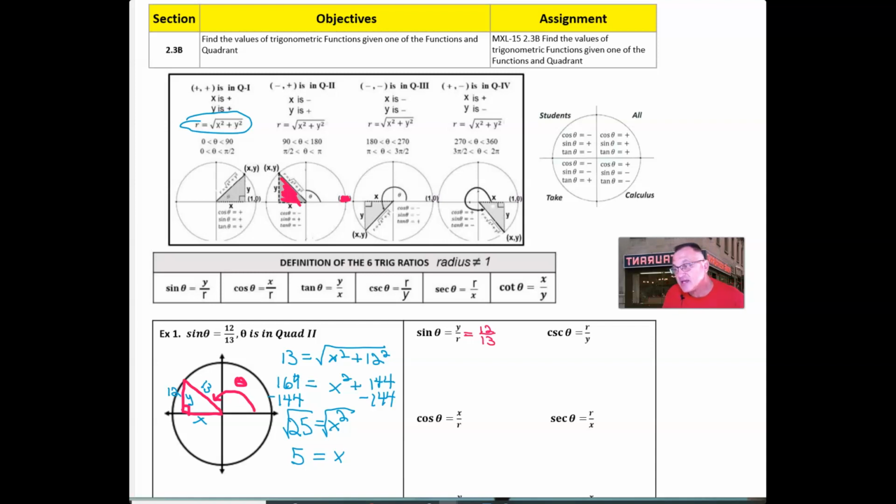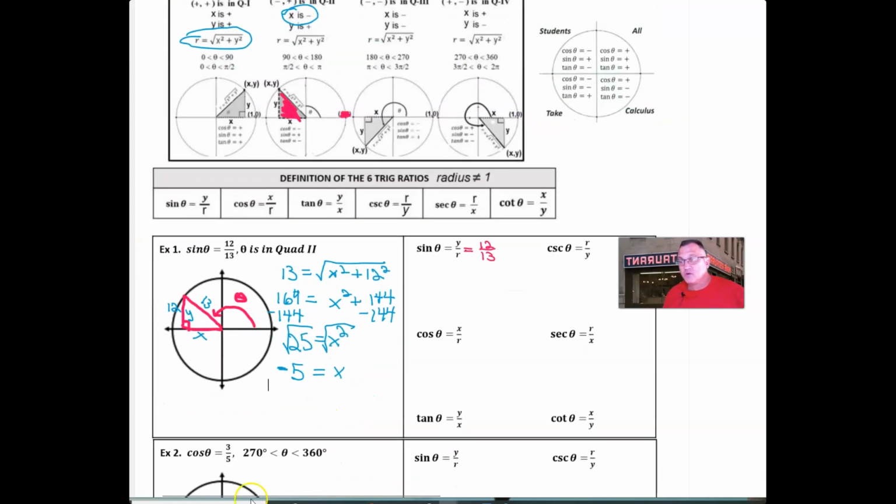Now here's where you've got to do a little bit of thinking. This x is on the negative side of the y-axis. The x in quadrant 2 is negative, so I'm going to write x as being negative 5. Because the x in quadrant 2 is negative, this right here would be negative 5.